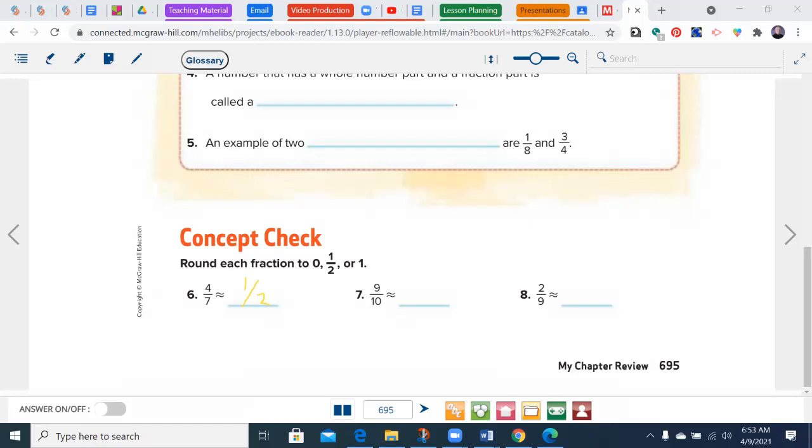All right, so I want you to round number 7 and 8. I'll give you a few seconds to round to 0, 1/2, or 1, and then we'll talk about it. Remember, you may use a number line.